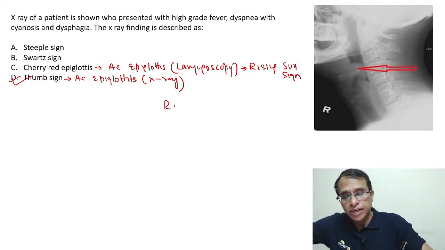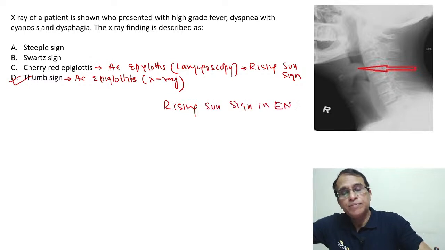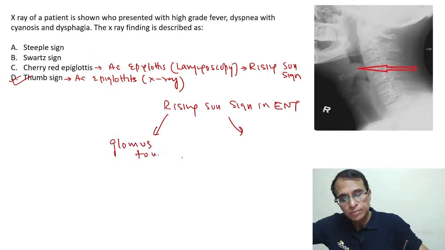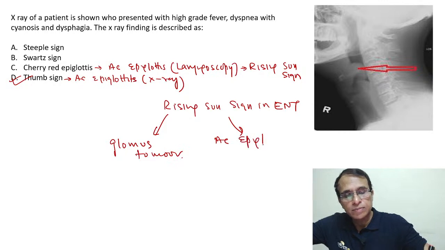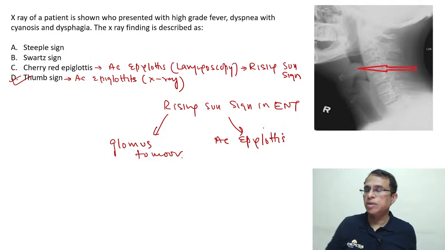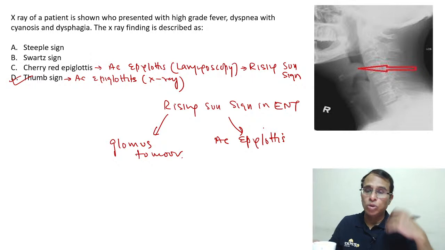So rising sun sign in ENT can be seen in two diseases. We have done both. It can be seen in Glomus tumor. It can be seen in acute epiglottitis. But they are different. Glomus tumor is a rising sun sign in the ear, and epiglottitis rising sun sign is in the throat.